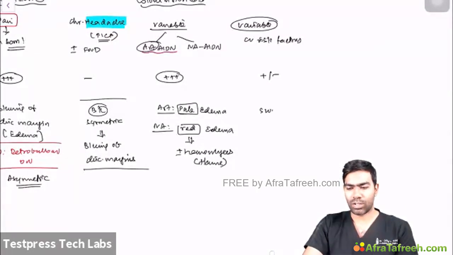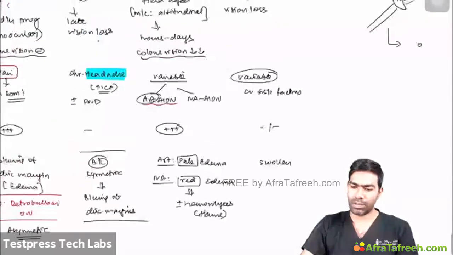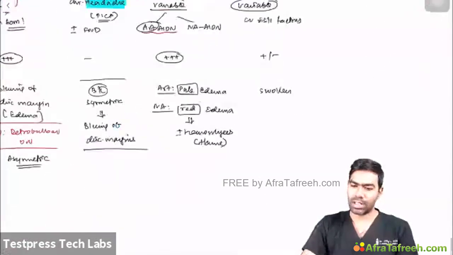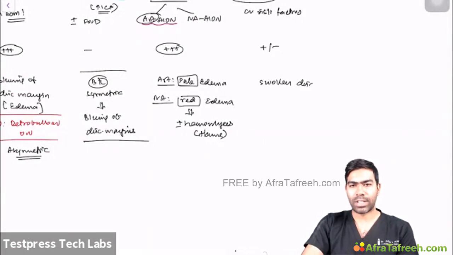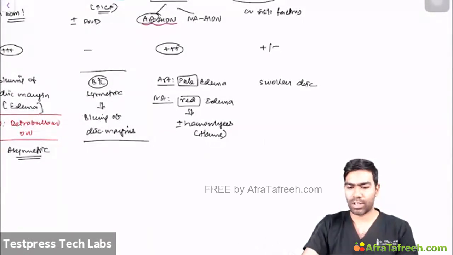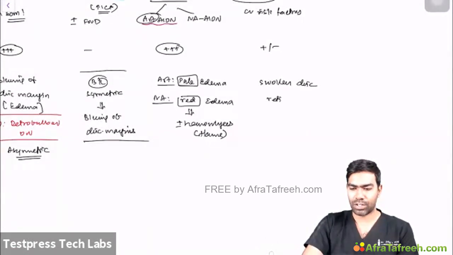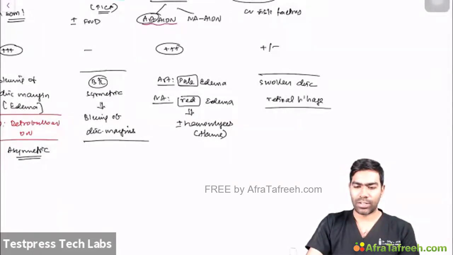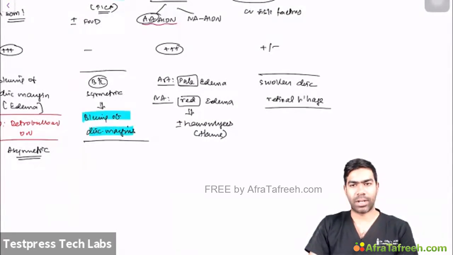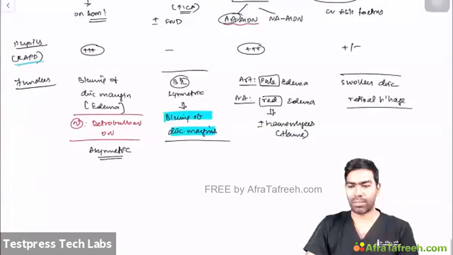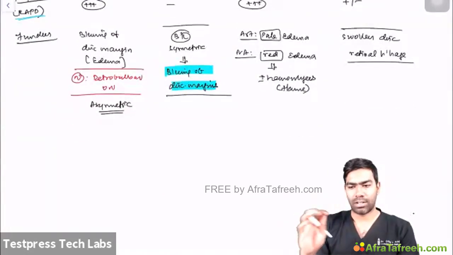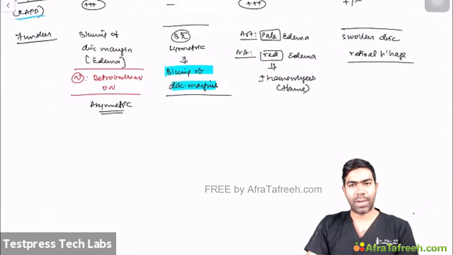And here also you'll have, in CRVO also you'll have a swollen disc basically. And more often they'll be having a retinal hemorrhage. So that is why I told you in papilledema, you will not have any retinal hemorrhages. That goes against papilledema. You will be just having a bland blurring of the disc margin that will be bilaterally symmetrical.